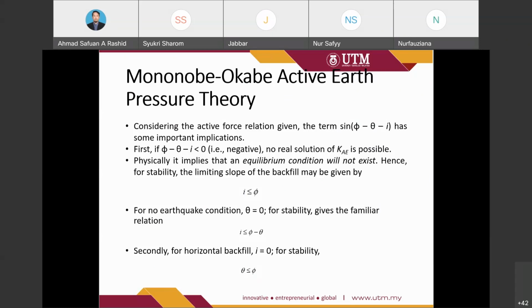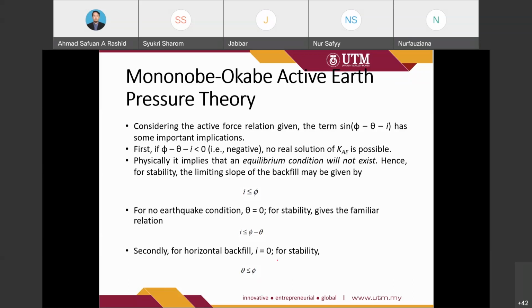So this is something that we need to consider when we want to use the approach by Mononobe-Okabe. Considering the active force relation given, the term sine phi minus theta minus I has some important implications. First, if phi minus theta minus I is less than 0, which is negative, no real solution of KAE is possible.